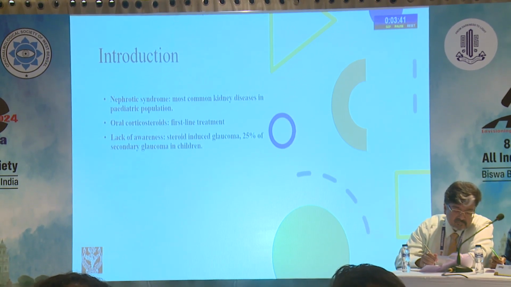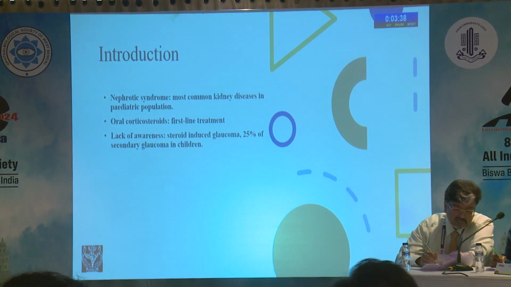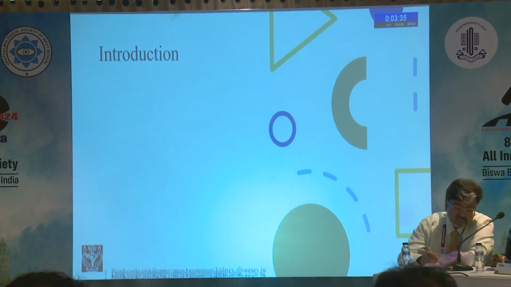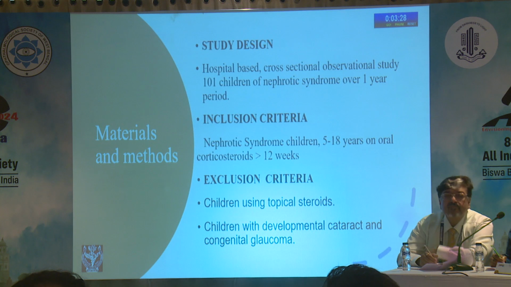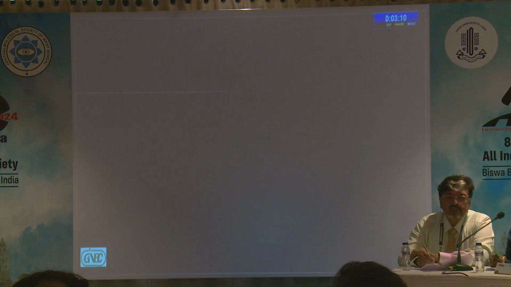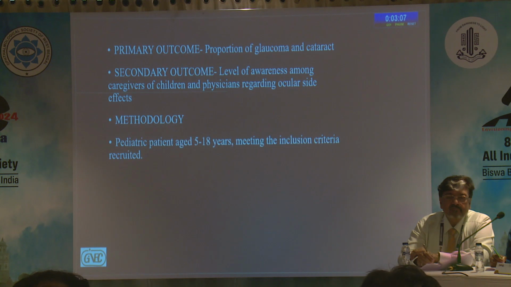But several studies have shown that lack of awareness causes steroid-induced glaucoma, which is responsible for around 1/4 of secondary glaucoma in children. The most common complications seen are cataract and glaucoma. The study that we did was a cross-sectional observational study of 101 children with nephrotic syndrome over a period of 1 year. Children aged 5 to 18 years on oral steroids for at least 12 weeks were included. We excluded children who were on topical steroids, or with developmental cataract and congenital glaucoma. Our primary outcome was to measure the proportion of glaucoma and cataract. The secondary outcome was to measure the level of awareness among caregivers as well as pediatricians regarding ocular side effects.